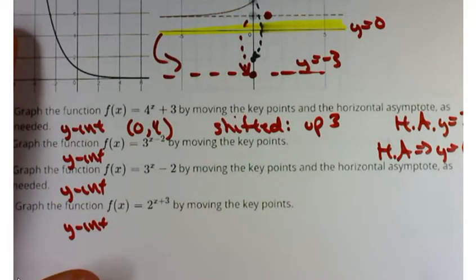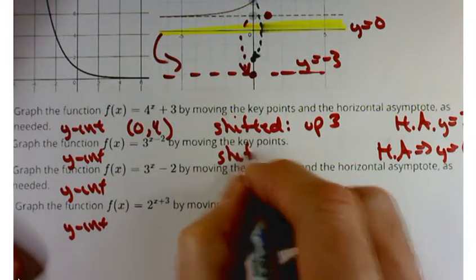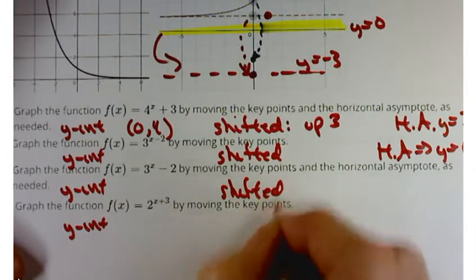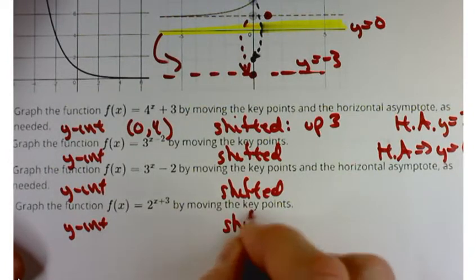See if you can fill in the rest of this information for these other 3 graphs. So how has it been shifted? And what are the y-intercepts?